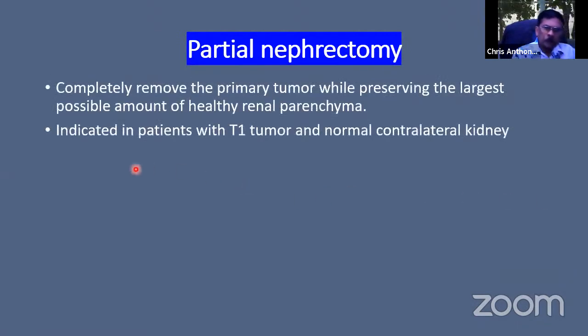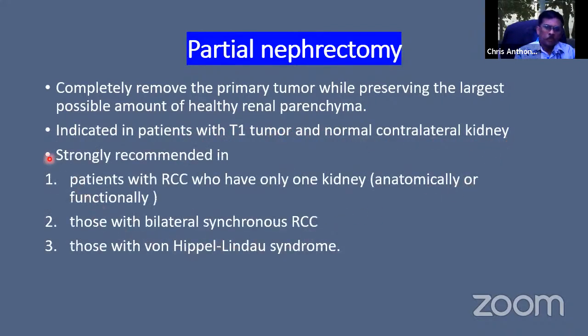What is partial nephrectomy? It's the complete removal of the primary tumor while preserving the largest possible amount of healthy renal parenchyma. This is indicated in patients with T1 tumor and normal contralateral kidney. It is strongly recommended in the following patients. First, patients with RCC who have only one kidney, anatomically or functionally. So whatever kidney you have, you need to preserve. So in these patients, partial nephrectomy is strongly recommended.